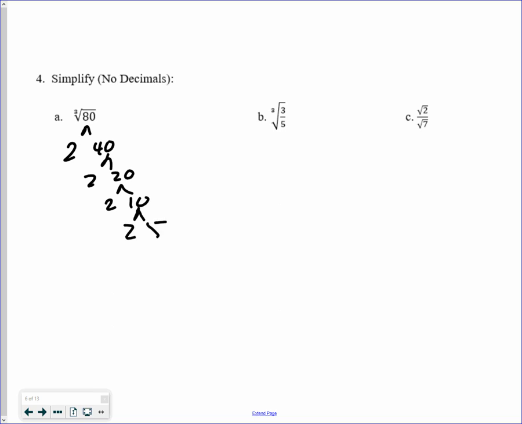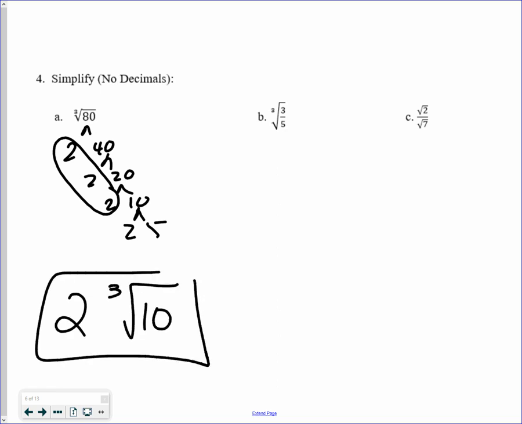So now I'm doing a cube root, which means I need 3 of a kind. So those come out. And I have a 2 and a 5 that do not. So therefore, they stay inside the radical. So the answer to this question is 2 from the group of 3, and then the cube root of 10. Most common mistake is to forget the actual cube root and to actually just write that as a square root.